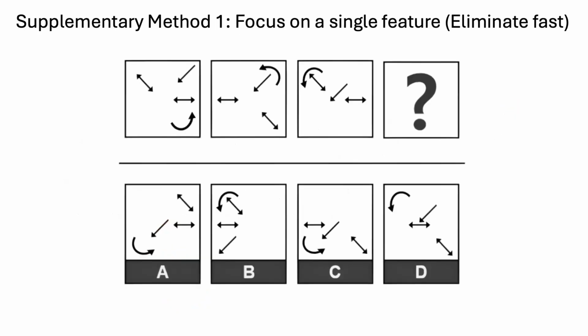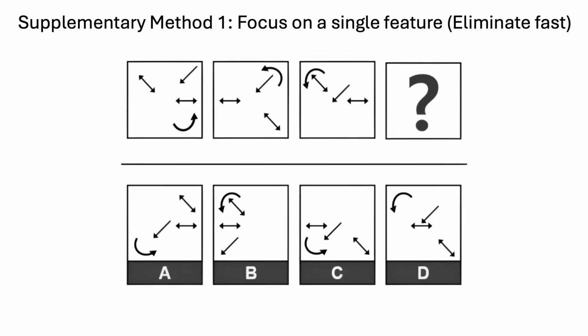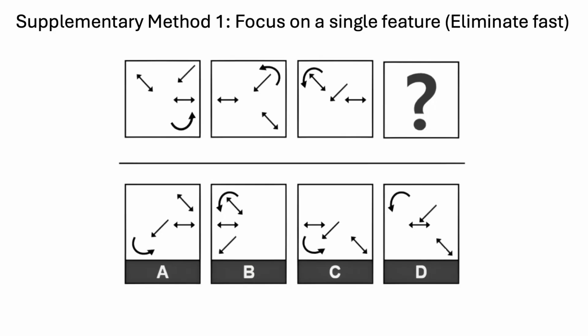So now let's talk about 2 supplementary methods to solve these types of problems. So different ways to solve figural series without that default method we've been focusing on so far. So this first supplementary method you can consider the eliminate fast method, and it's based on focusing on a single feature. And you should pick the feature that you can explain most intuitively and with the most confidence. So let's talk about this generally, and then we'll turn our attention to our worked example here.